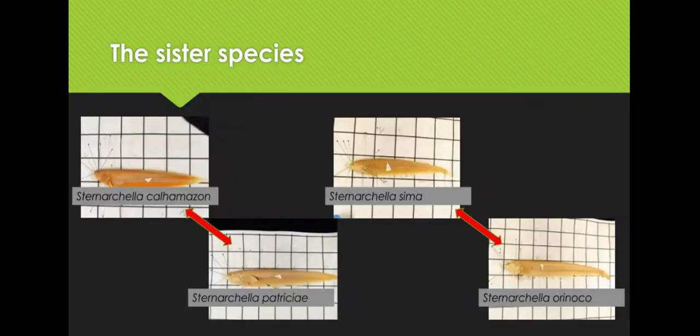The sister species that we actually used from this collection were Sternarchella calamazon, Sternarchella patriciae, Sternarchella sima, and Sternarchella orinoco. And they are sister species to one another. These were collected in the upper and lower basin and are very abundant in the Amazon River basin area. They also happen to be very abundant in our lab at the time.